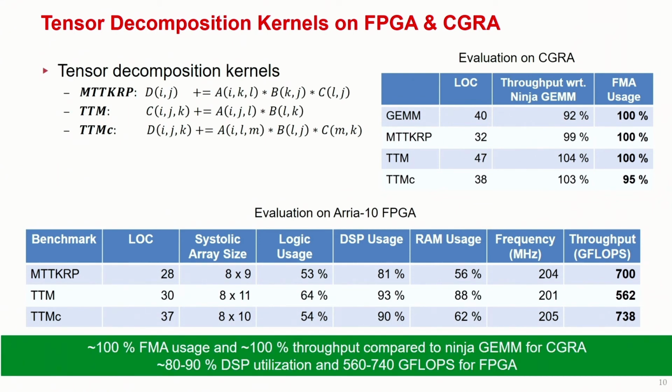Thus, with almost close to 100% FMA usage, T2S is able to achieve close to 100% throughput of the Ninja GEMM implementation for CGRAs. And with 80 to 90% DSP utilization, it achieves 560 to 740 gigaflops for FPGAs.